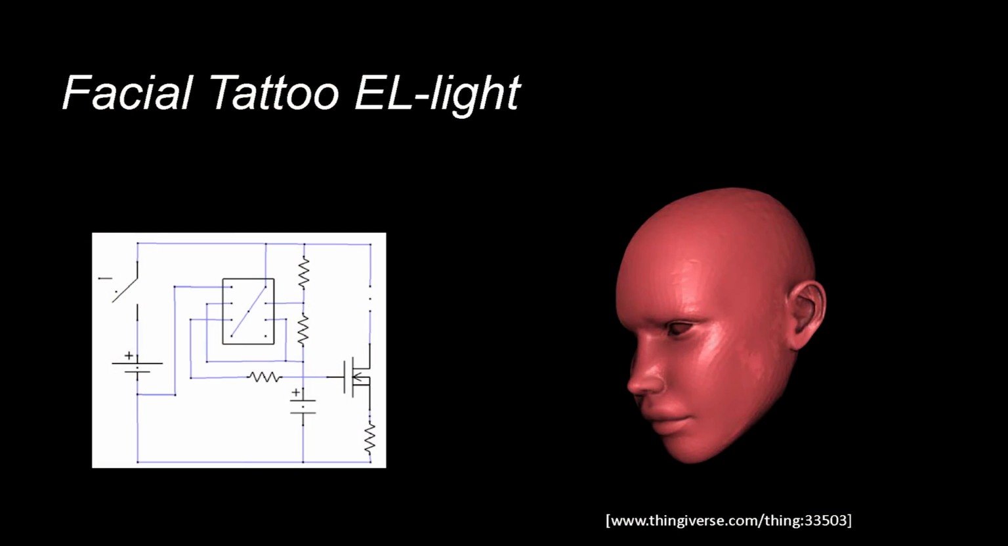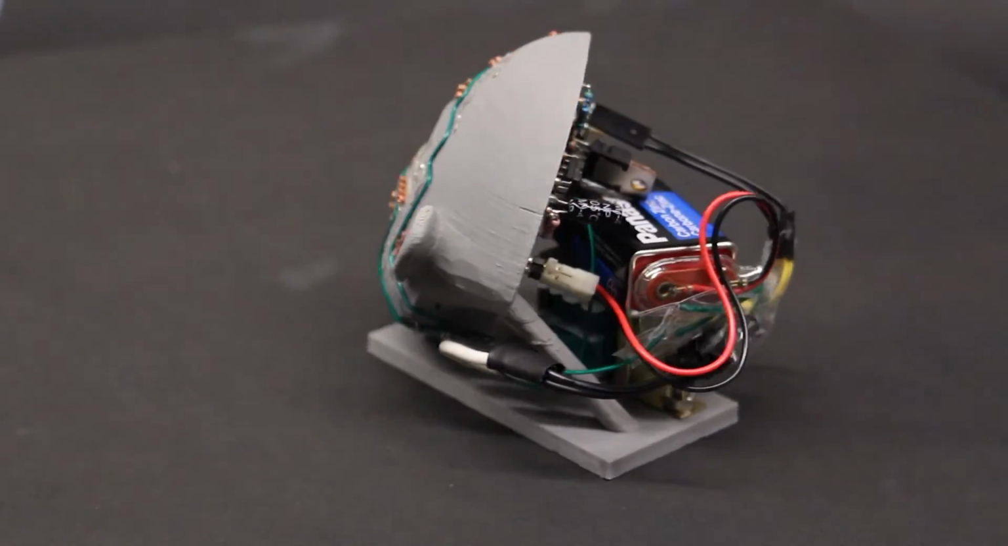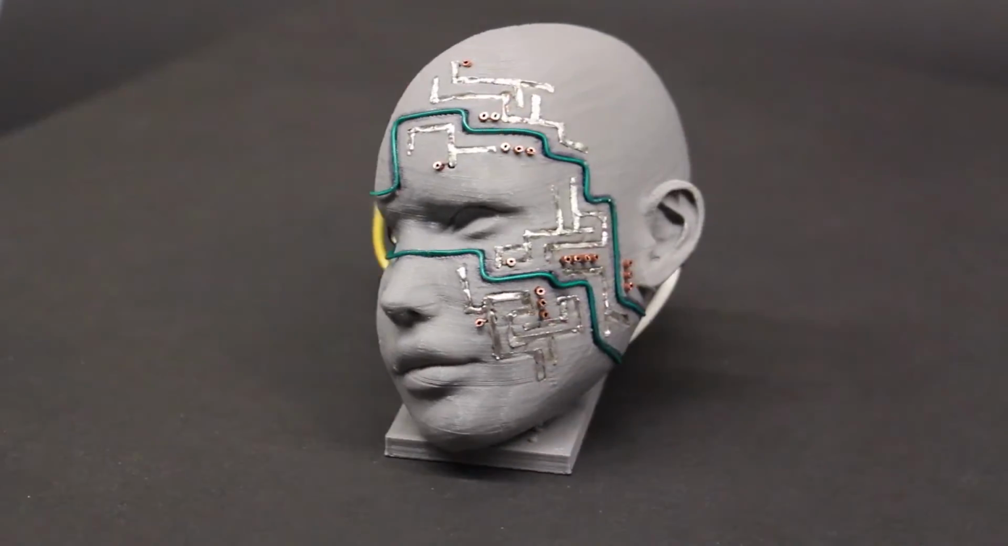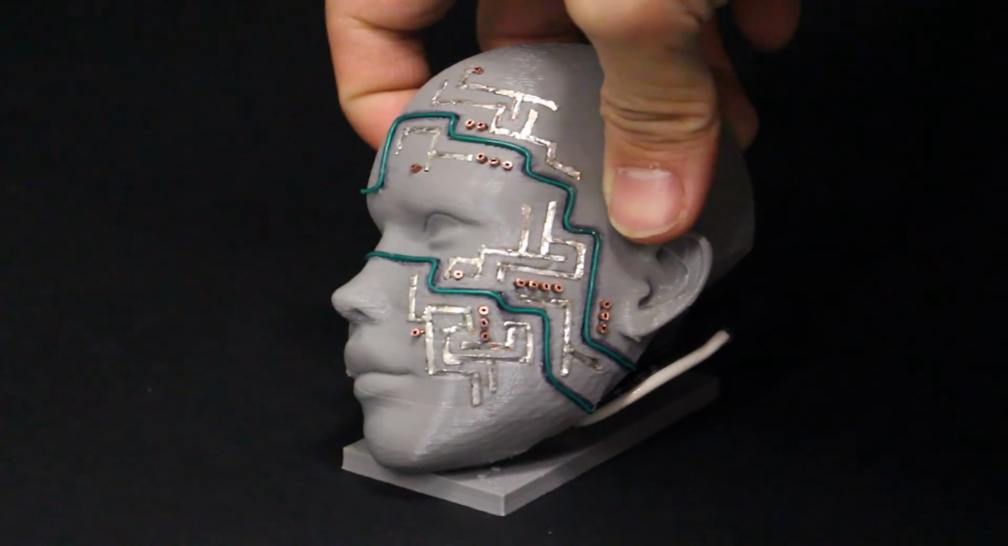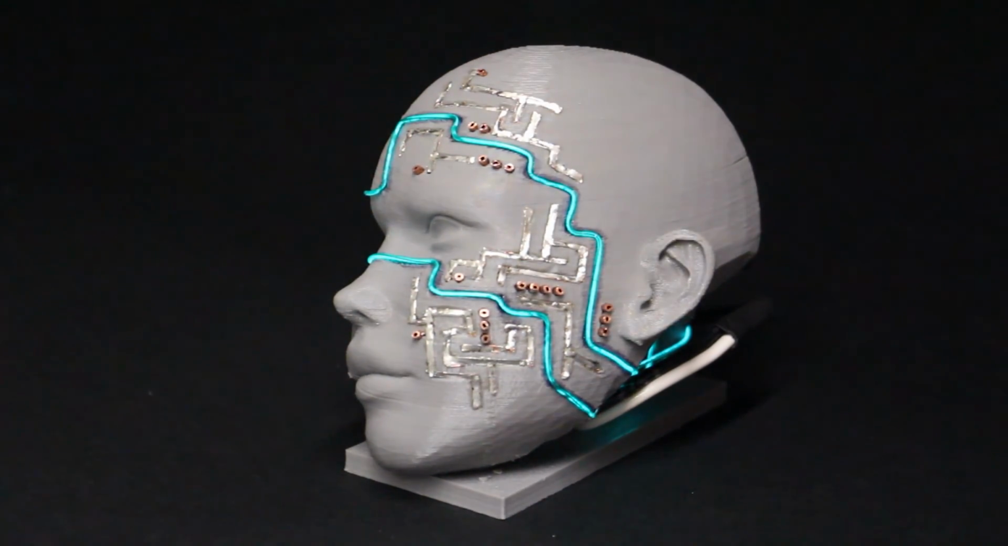Finally, this ornamental face design contains a high voltage circuit that drives an embedded EL wire. In this example, we used parts of the circuit as aesthetic design elements.